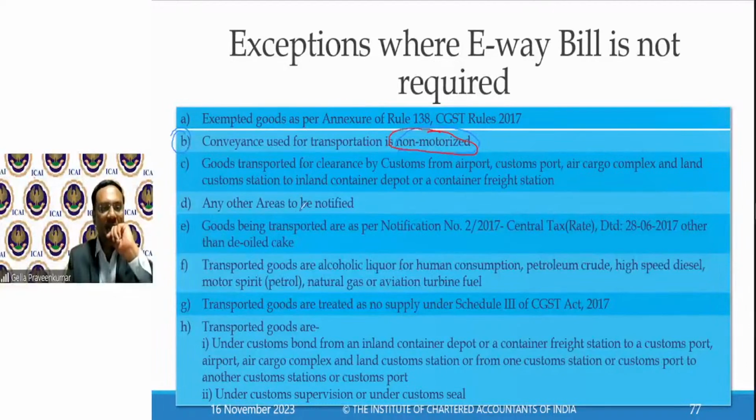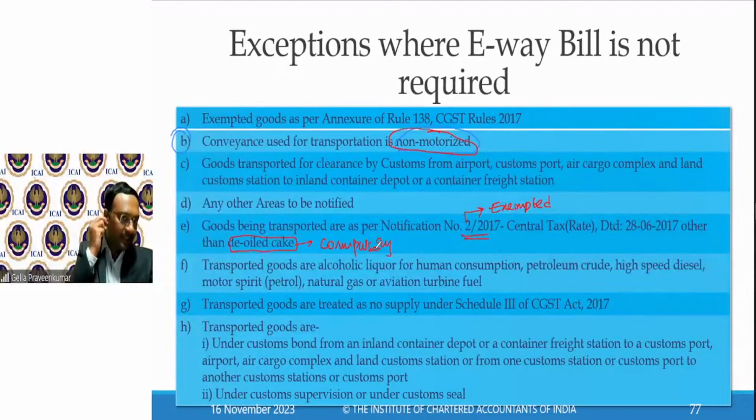Then one more point. Goods transported as per Notification 2 of 2017. 2 of 2017 deals with exempted goods, other than de-oiled cake. If you carry de-oiled cake, then e-way bill is compulsory.